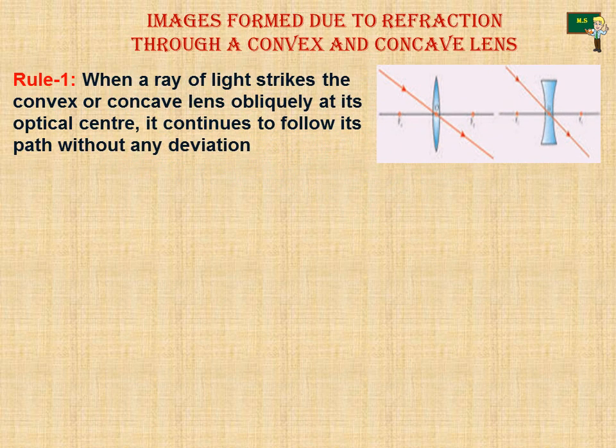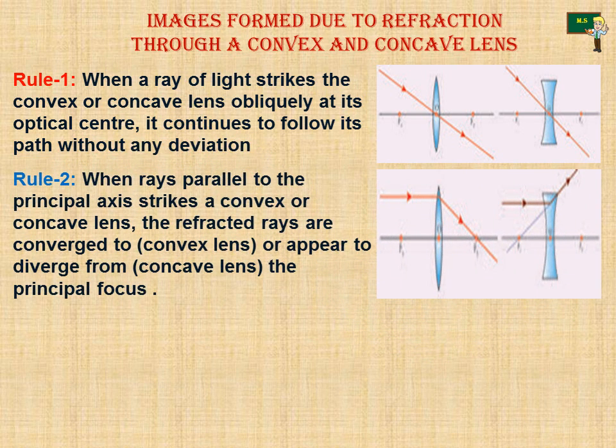So let's move to the basic rules. First one, when a ray of light strikes the convex or concave lens obliquely at its optical center, this is the optical center, it continues to follow its path without any deviation. You can see the same case in the concave lens also.